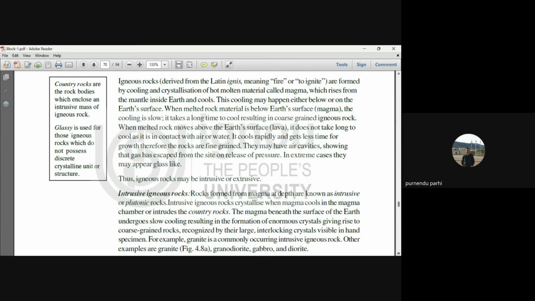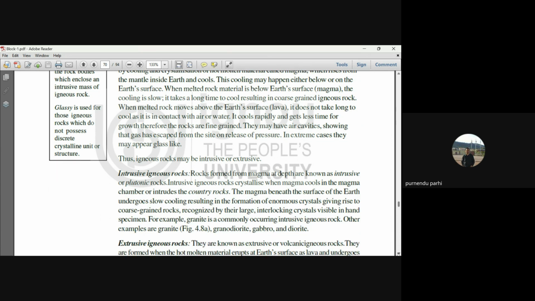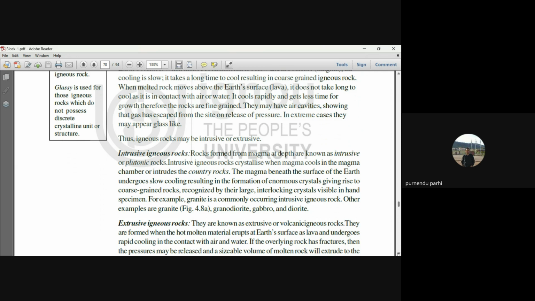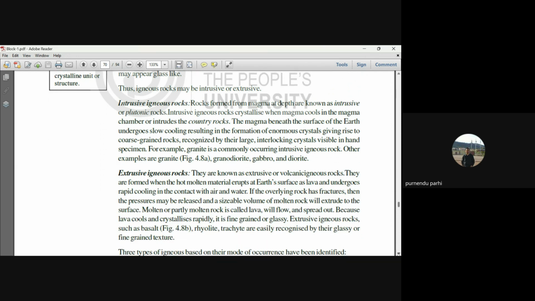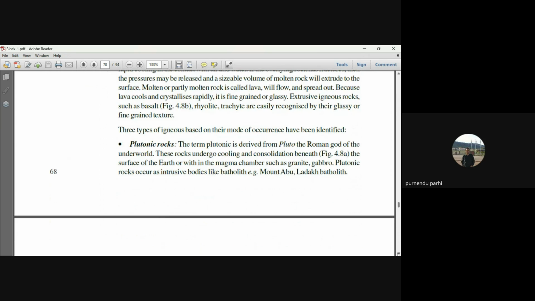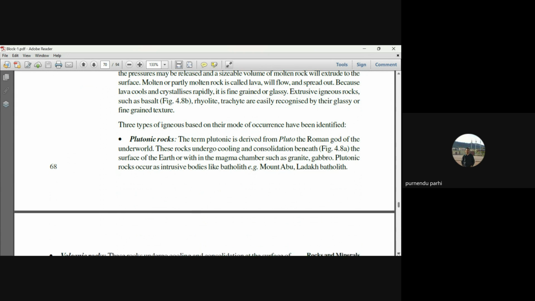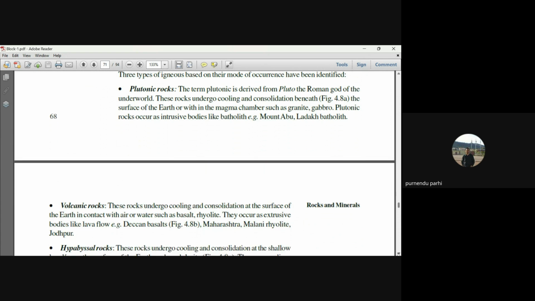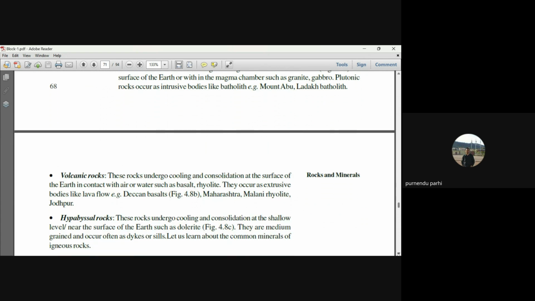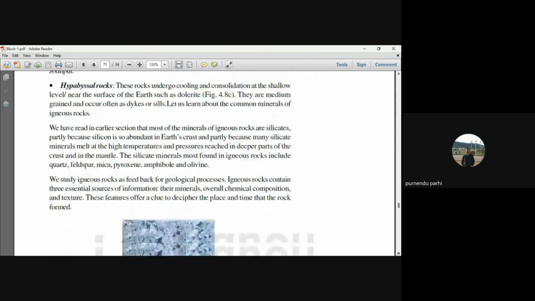The igneous rock may be intrusive or extrusive. There is intrusive igneous rock, and also extrusive igneous rock. Three types of igneous rock, based on their mode of occurrence, have been identified. That is the plutonic rock, volcanic rock, and hypabyssal rocks.